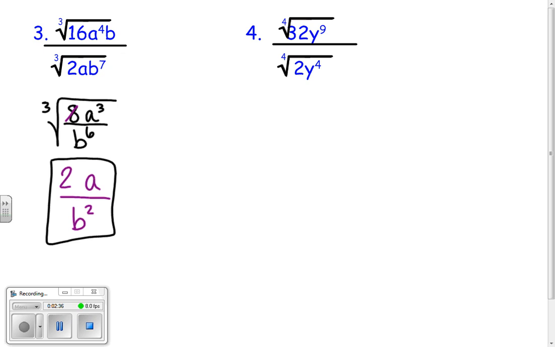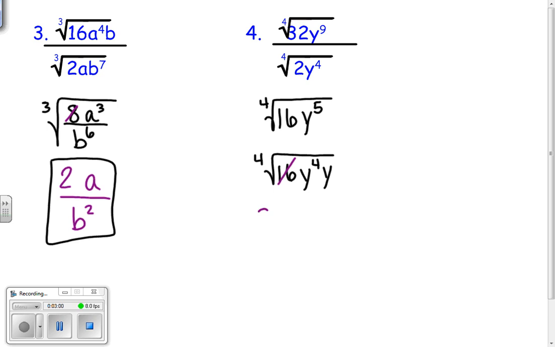In number 4, there won't be a fraction under the radical because everything is top heavy. When you divide, you get the 4th root of 32 divided by 2 is 16, and y to the 9th over y to the 4th is y to the 5th. You do have to rewrite that, though. Even though you can take the 4th root of 16, you can't take the 4th root of y to the 5th. So leave the 16, but make the y to the 5th a y to the 4th times y. The 4th root of 16 is 2. The 4th root of y to the 4th is y, which means you're left with the 4th root of y.